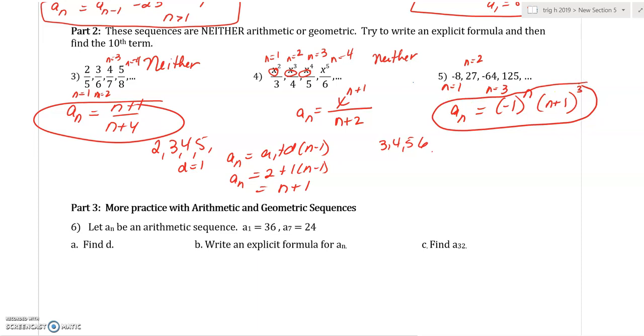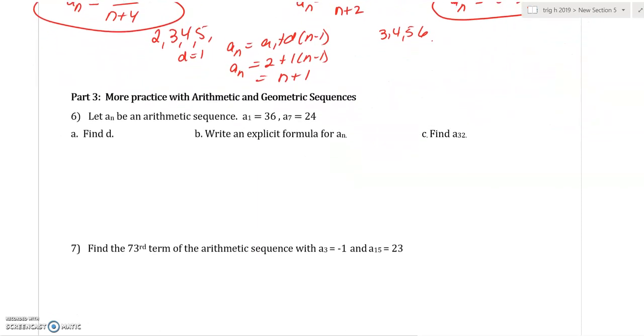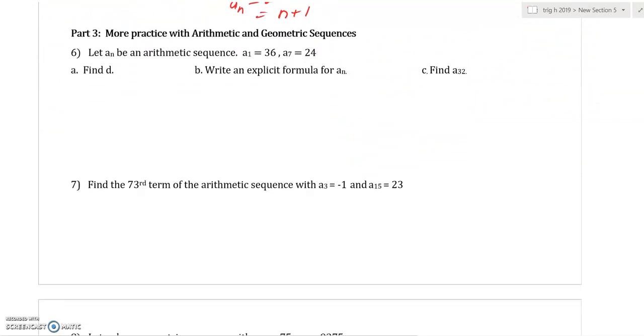But that one was a neither, so we did not have a formula to rely on. What about part 3? This time we're saying it's going to be arithmetic or geometric. For number 6, you might want to get a visual. Here's the first term. We don't know the second term. We don't know the third term. We don't know the fourth term. We don't know the fifth term. We don't know the sixth term. We know the seventh term.